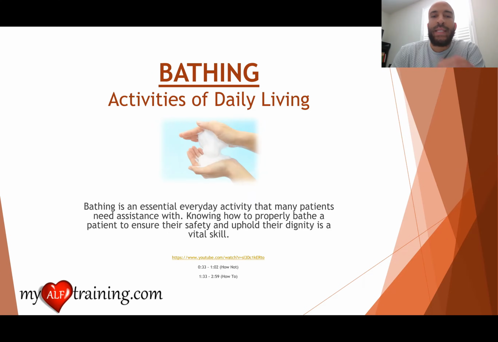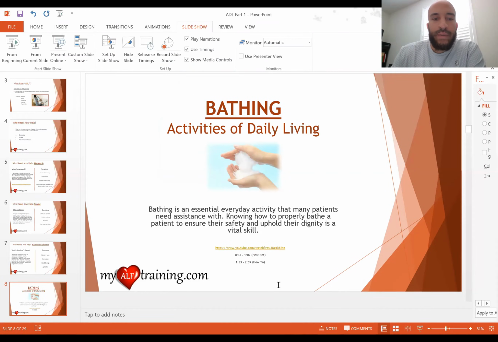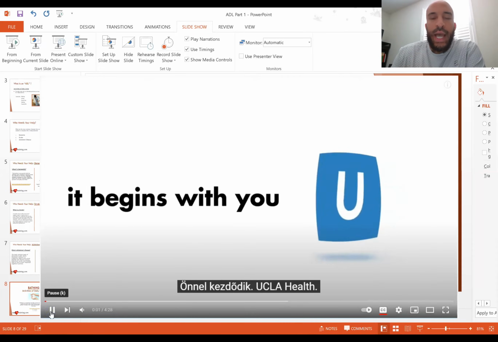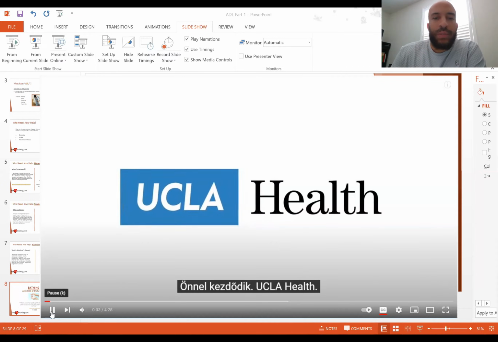Bathing is an essential everyday activity that many patients need assistance with. Knowing how to properly bathe a patient to ensure their safety and uphold their dignity is a vital skill. That's very important amongst the elderly, because we want to make sure at all times we uphold their dignity. First, for bathing, I'm going to show you a video of how to not properly bathe a patient. Here we are. Let's take a look.